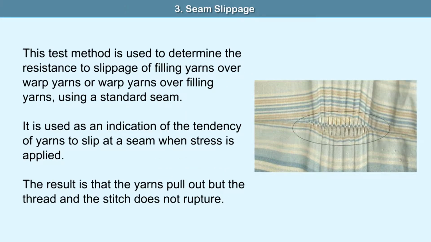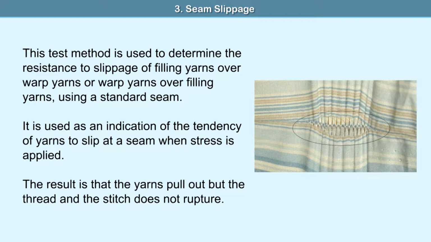Resistance to yarn slippage. This test method is used to determine the resistance to slippage of filling yarns over warp yarns or warp yarns over filling yarns using a standard seam. It is used as an indication of the tendency of yarns to slip at a seam when stress is applied. The result is that the yarns pull out, but the thread and the stitch do not rupture.